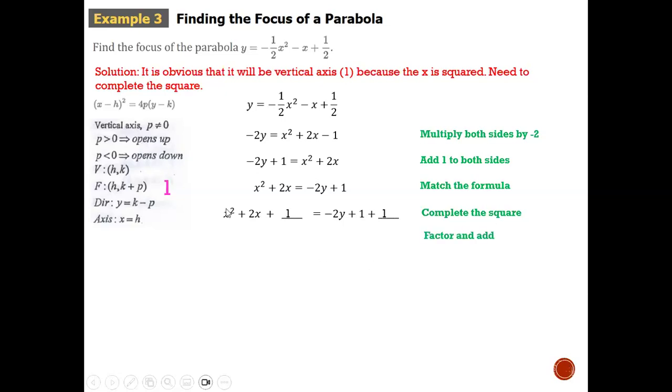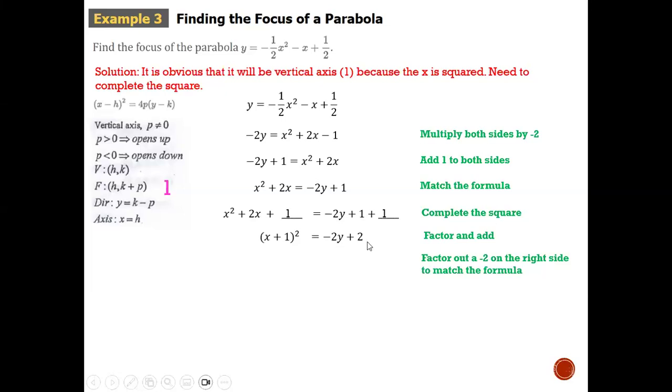Okay, we're going to factor on the left and simplify by adding on the right. So again, we picked that number so that it factored very nicely over here. X squared plus 2x plus 1 factors to x plus 1 squared. So that's an x plus 1 times an x plus 1. Okay, that's the factorization. That's what we wanted to get. On the right, if we simplify, we have negative 2y plus 2.